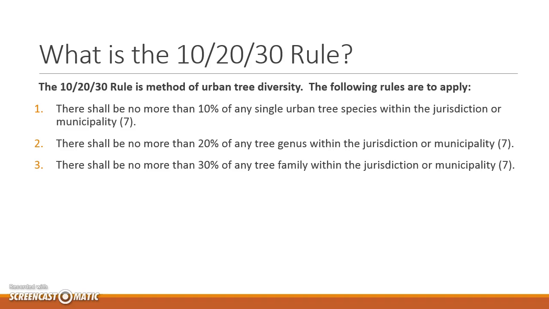So, what is the 10-20-30 rule? Well, the 10-20-30 rule is a method of urban tree diversity to which the following rules apply. There should be no more than 10% of any single urban tree species within the jurisdiction or municipality. There shall be no more than 20% of any tree genus within the jurisdiction or municipality, and there shall be no more than 30% of any tree family within the jurisdiction or municipality.